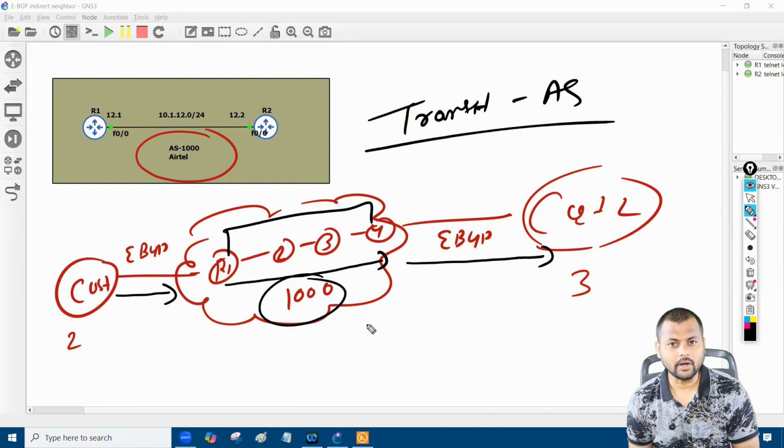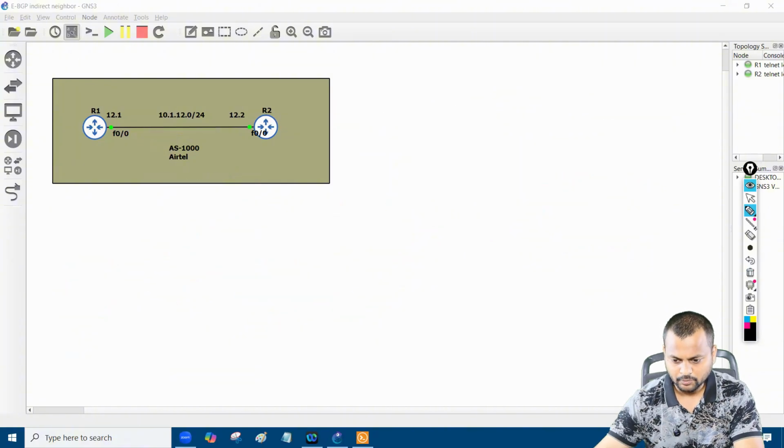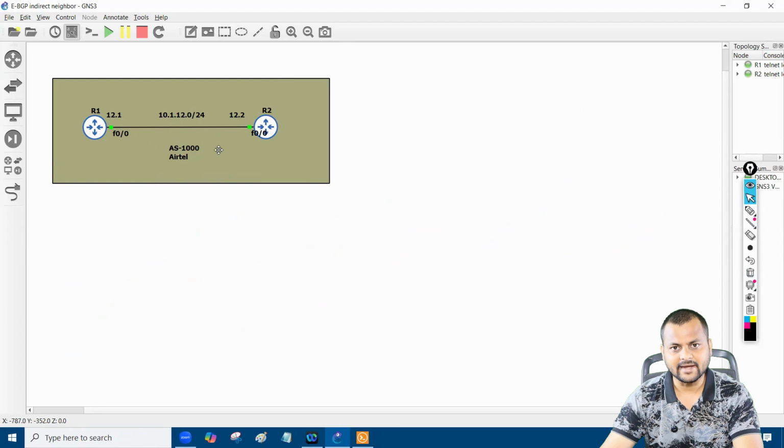Now, an interesting point: it doesn't mean that IBGP is only run in the service provider network. Let's say you have a big enterprise network, and you have a requirement to run BGP there. Then you do run IBGP in the enterprise network as well if you have a bunch of prefixes. Now understand this topology again. Router number one and router number two are part of AS number 1000, the Airtel company, with IP addresses 12.1 and 12.2.